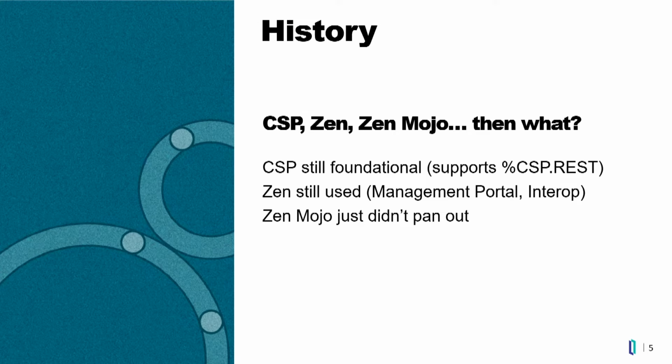So a little bit of history. Some of you are probably familiar with this, some of you may not be. I've been at InterSystems 13 years now, including my time as an intern, so when Zen was brand new when I showed up. CSP is still foundational for, well, building REST APIs if nothing else, and we're still using this in our own products in the management portal and interoperability. We also had this false start with Zen Mojo that you might remember just really didn't pan out.